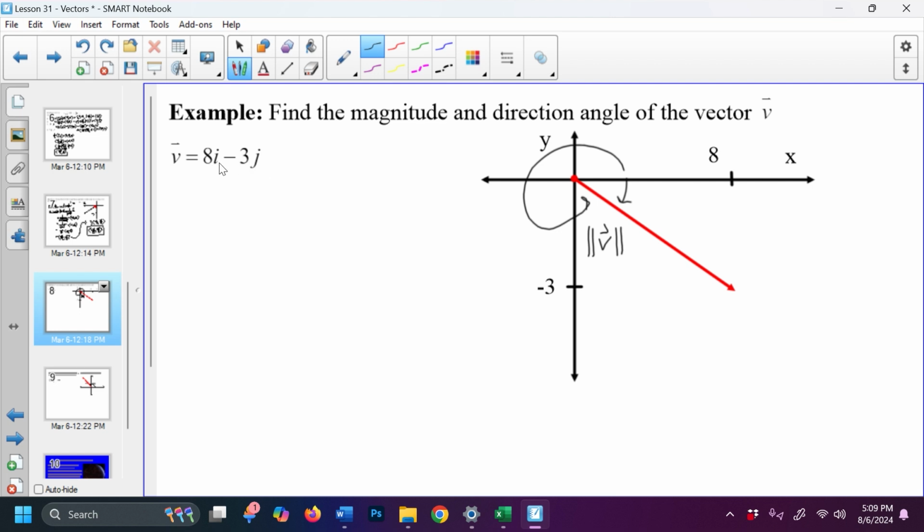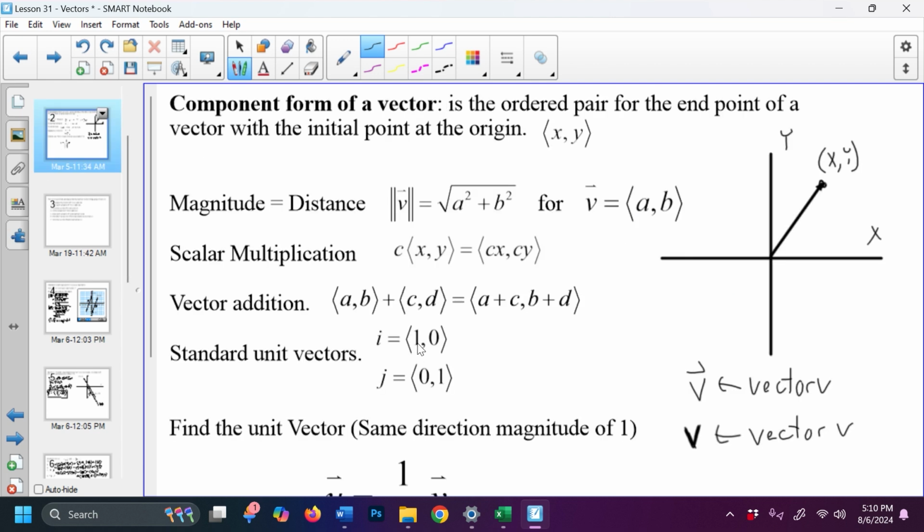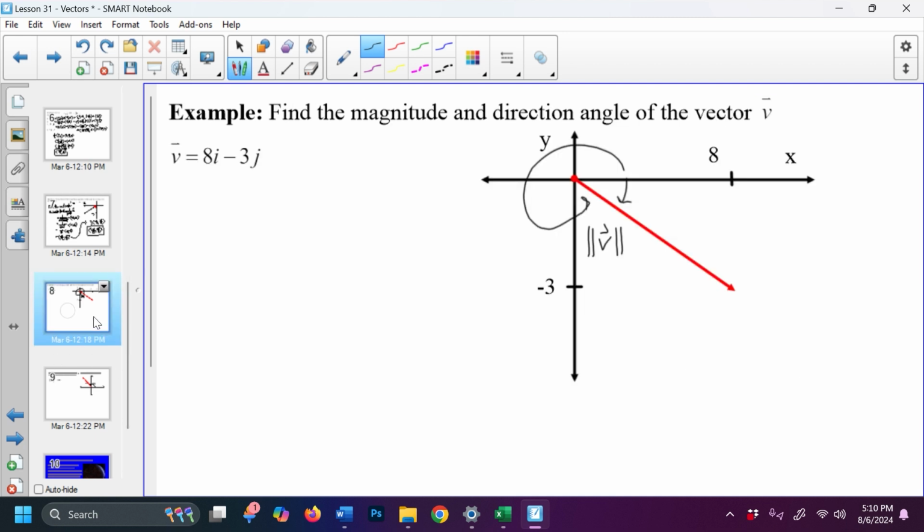Here they give it to us in terms of these unit vectors. And so if I go back up to the definitions at the beginning, i is 1, 0 and j is 0, 1. Now I'm going to show you how to do the whole thing, but I'm also going to tell you the shortcut. And once I've shown you how to do the shortcut, you can do the shortcut that way for the rest of vectors. But what they're technically asking you to do is go 8 times that unit vector 1, 0, and then minus 3 times that other unit vector 0, 1.